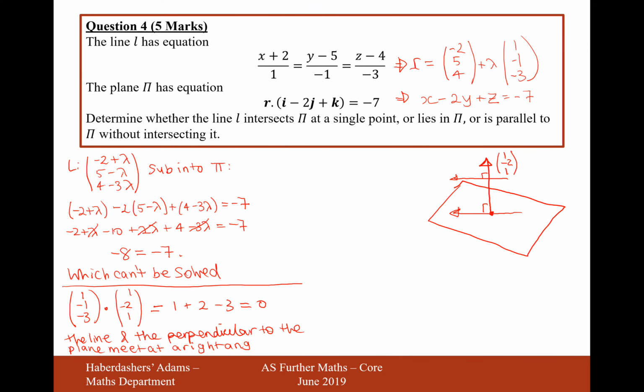Okay, so what we still don't know then is whether the vector for line L is going to be on the plane or parallel to the plane. So what we now need to do is to check whether a coordinate that's on the line will also be a coordinate on the plane. Because if that's true, then the line will be contained within the plane, or if it's not true, then the line will just be parallel to the plane. So what I do know is that the coordinate (-2, 5, 4) is on the line.